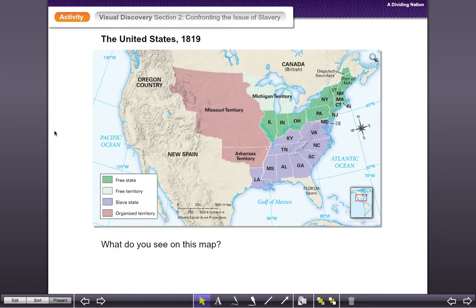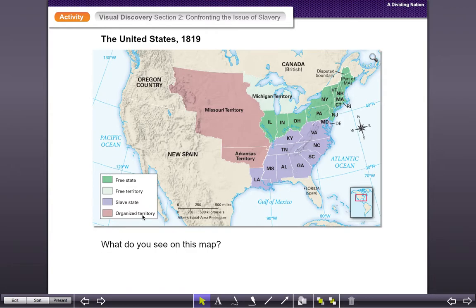So here we are. It says the United States in the year 1819. First thing I like to do is take a look at my key down here in the left-hand corner. It says free state, that's green, those are free states. Free territory, so that would include the great state of Michigan, right up here. Slave state, that would be here. Look at all of these states that are slave states. They're in the South. Not really much of a surprise there.